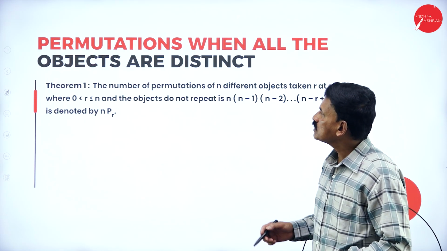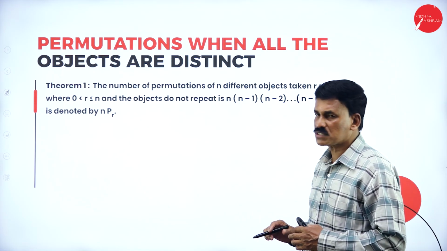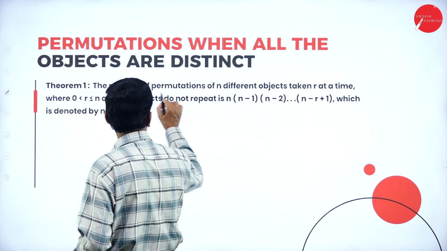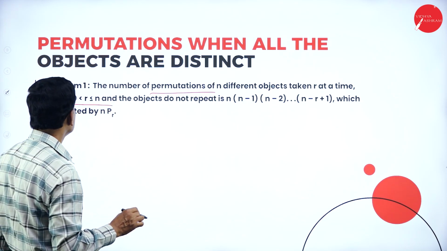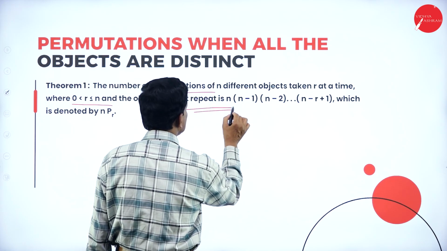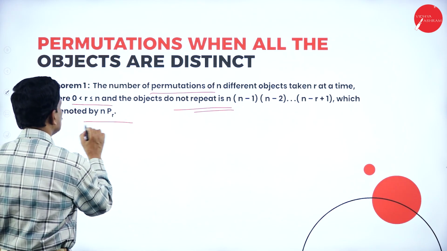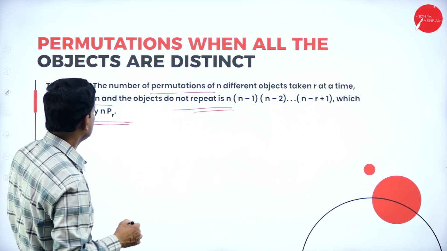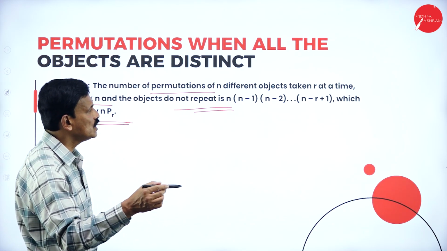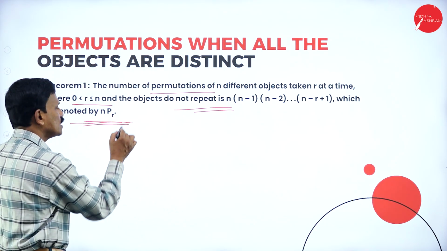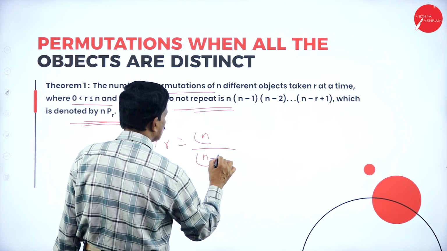Now, let us come to the theorem: permutation when all the objects are distinct. The number of permutations of n different things taken r at a time, where 0 is less than or equal to r is less than or equal to n and the objects do not repeat, is n into n minus 1 into n minus 2, etc., n minus r plus 1, which is denoted as nPr. Therefore, the formula we are going to use for this is factorial n divided by factorial n minus r.